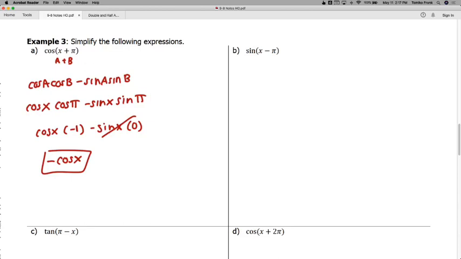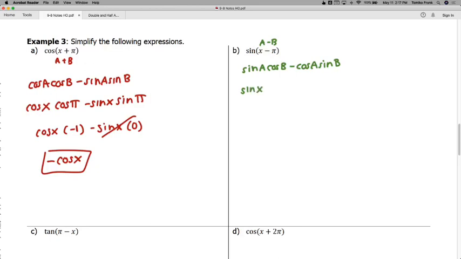All right, let's try one more. We've got the sine of x minus pi. That's the same thing as saying some angle A minus some angle B. That expands to sine A cosine B minus cosine A sine B. Sine and same start with an S. We keep the sign the same. All right, try saying that 5 times fast.